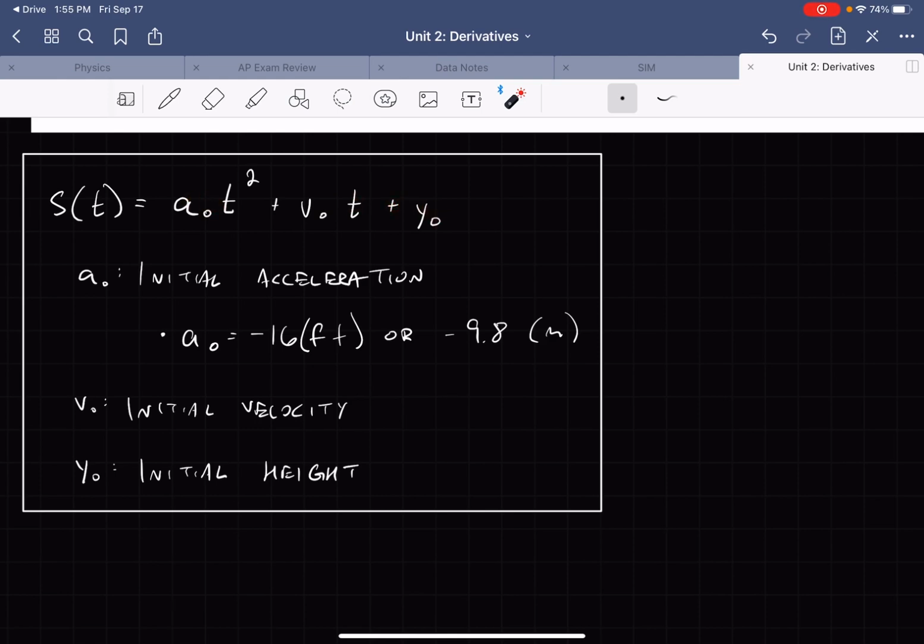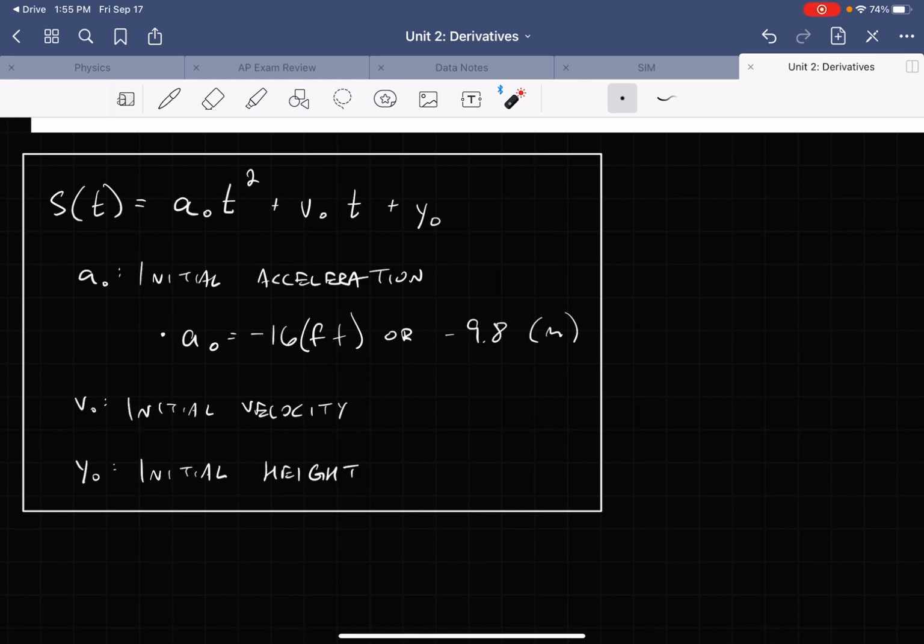So A0 stands for initial acceleration. And the initial acceleration number could change depending on if you're working in feet or if you're working in meters. So if you're working in feet, you would use -16 for your initial acceleration. And if you're working in meters, you would use -9.8. And so think for a second, why is this negative? Why would the initial acceleration be negative?